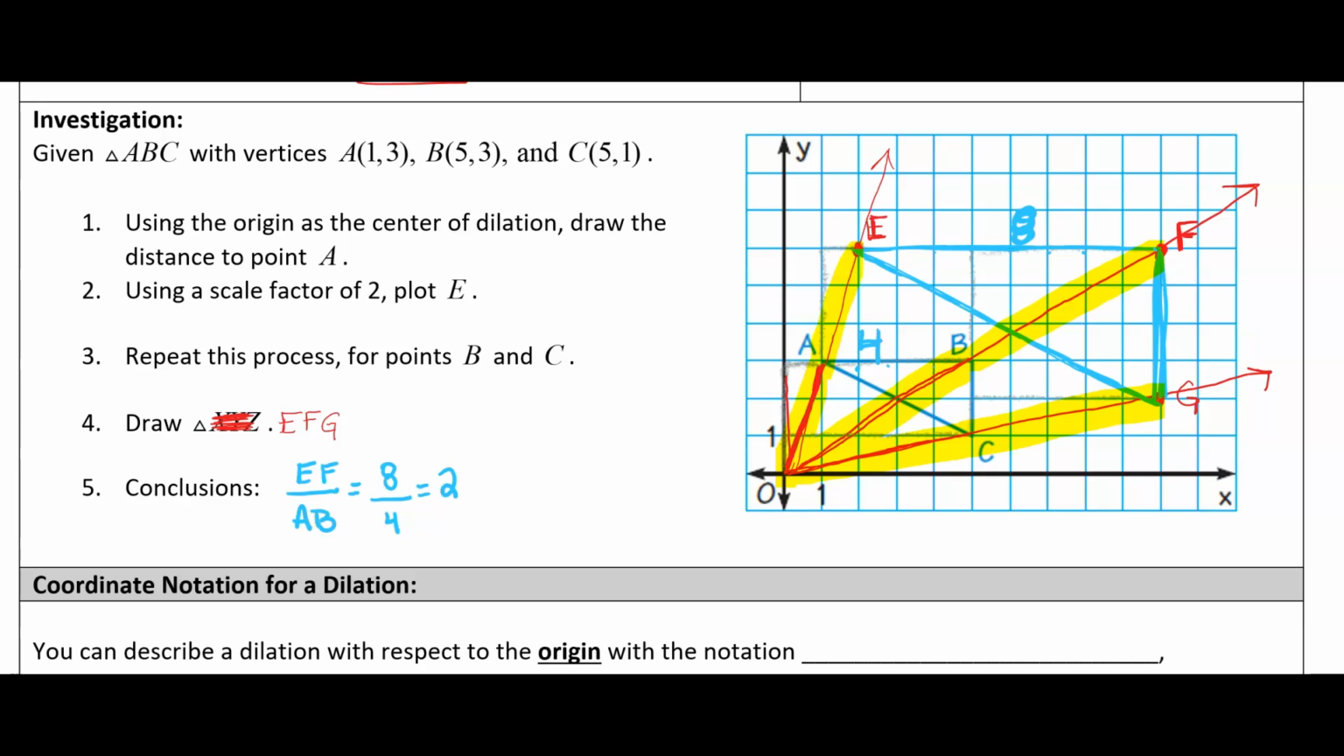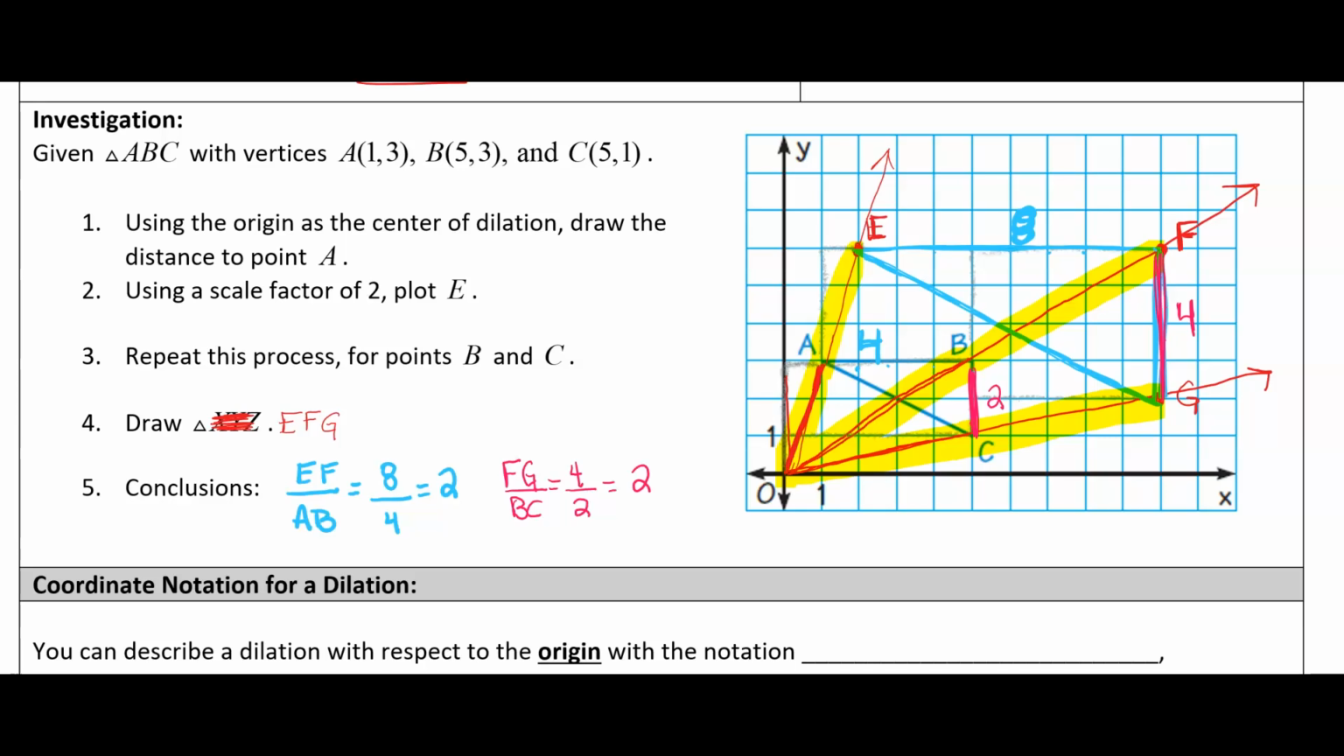Now, let's check that somewhere else. So let's go over here and check FG. So FG is 1, 2, 3, 4 units. And BC right here is 2 units. So if I correspond FG to BC, I get 4 units to 2 units, which reduces down to a 2.